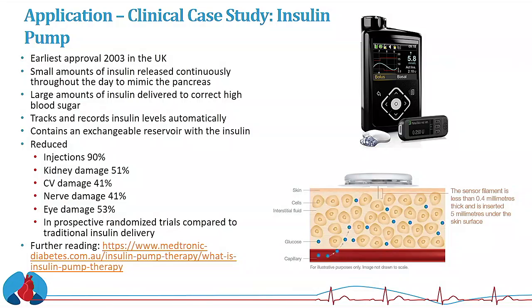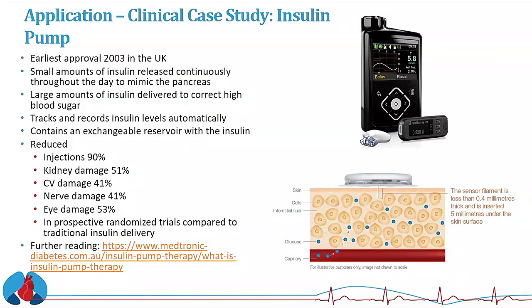The really good thing about this is it's one of the very few instances where feedback control from sensors has been implemented clinically. People trust what the sensor is saying, to allow the device to work autonomously, and it works incredibly well. A series of studies showed that by having this automatic feedback device, insulin injections were reduced by 90%, kidney damage by 51%, nerve damage 41%, eye damage 53%.